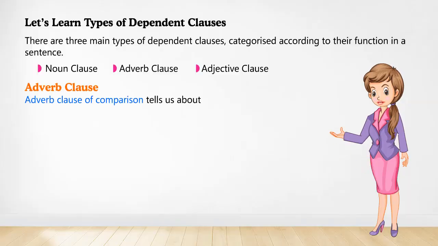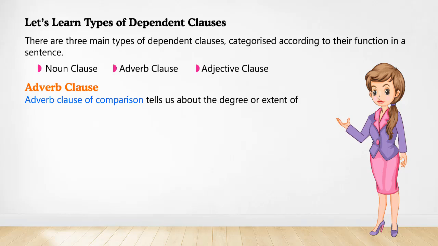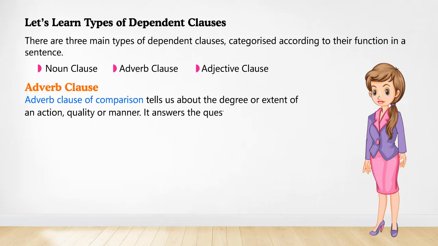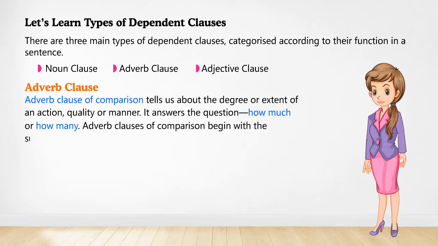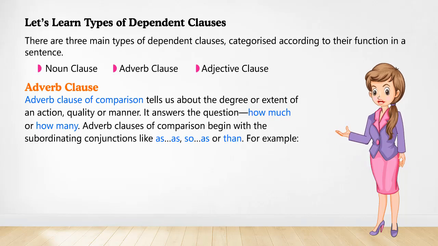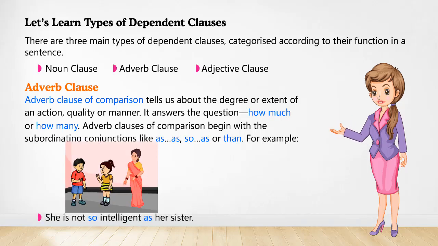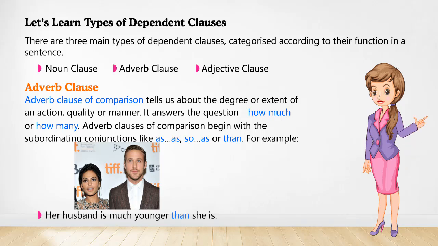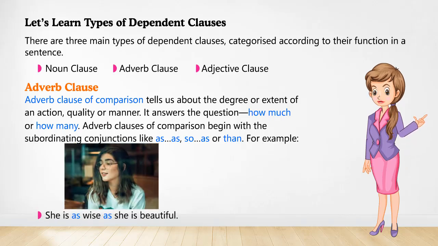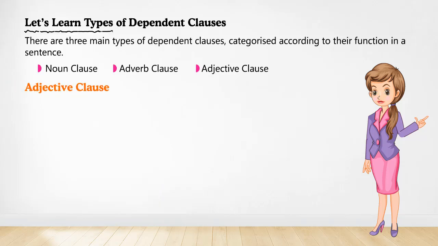Adverb clause of comparison tells us about the degree or extent of an action, quality, or manner. It answers the question how much or how many. Adverb clauses of comparison begin with the subordinating conjunctions like as, so, as, or than. For example, she is not so intelligent as her sister. Her husband is much younger than she is. She is as wise as she is beautiful.